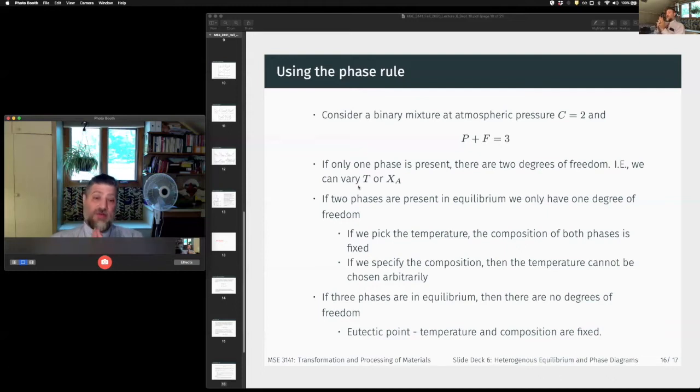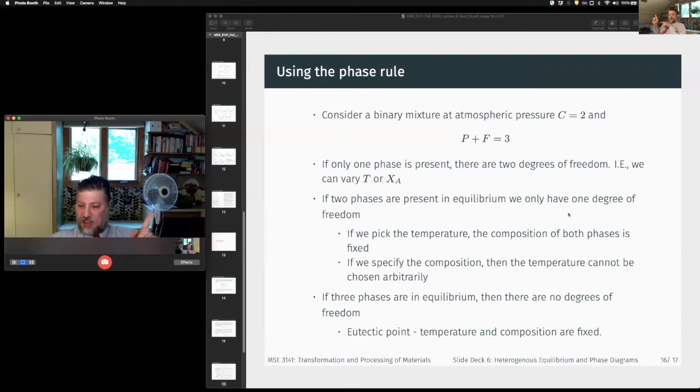If I have 2 phases present, then we only have 1 degree of freedom. If we pick the temperature, the composition of both phases is fixed. The common tangent construction: if I'm at a constant temperature, my Gibbs free energy curves are the same.